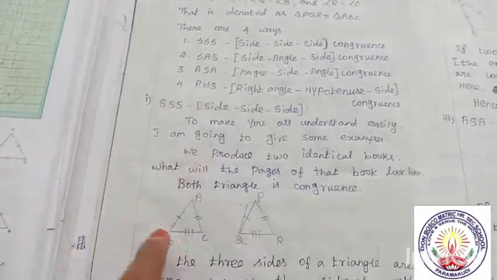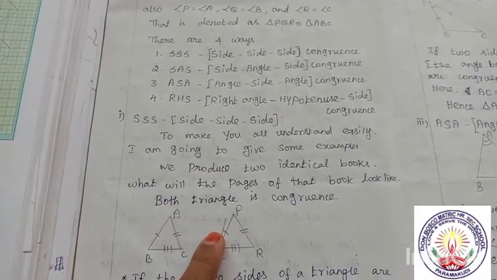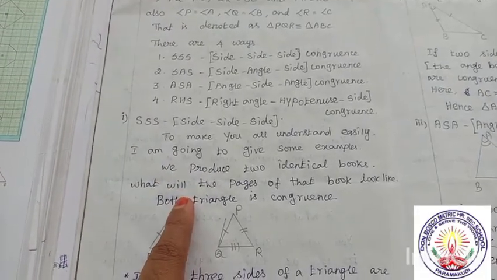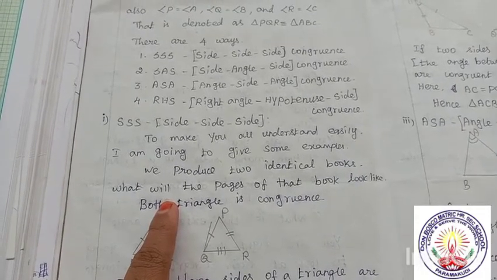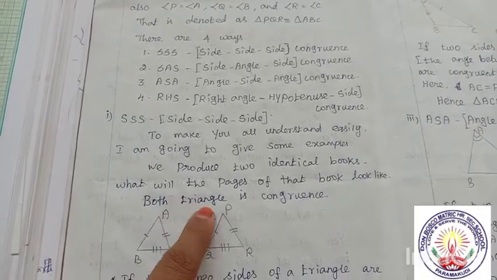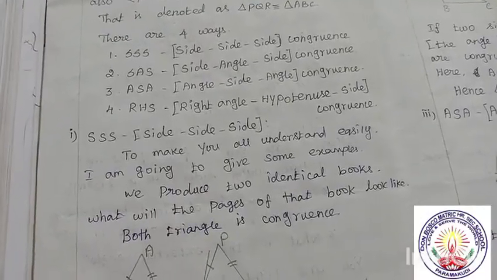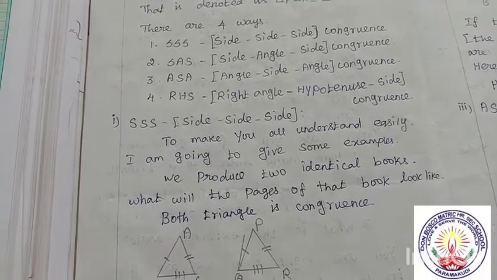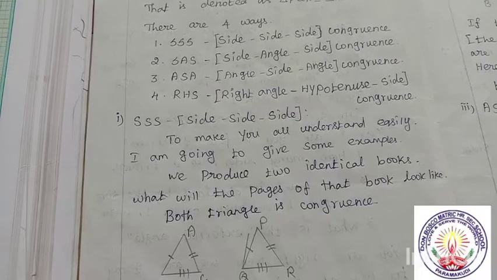Side. Given 2 triangles. Example, to make you understand easily, we produce 2 identical books. What will the pages of those books look like? Both are congruent. We prepare 2 books by the same method, so all their pages are the same. So both are the same, which means congruent.